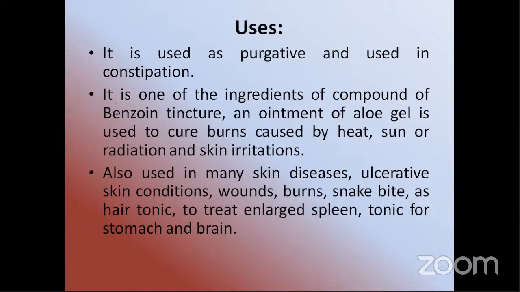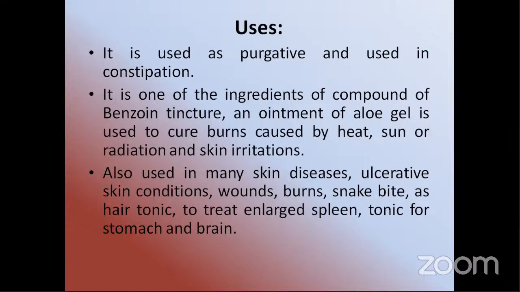Next is Mocha aloe. It is blackish in color, brittle in nature, and has a very strong odor. So these are the two main adulterants: one is Natal aloe and another is Mocha aloe. Sometimes aloe is also adulterated with black catechu and pieces of iron and stone.